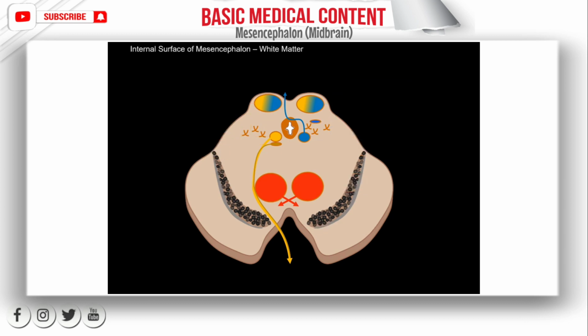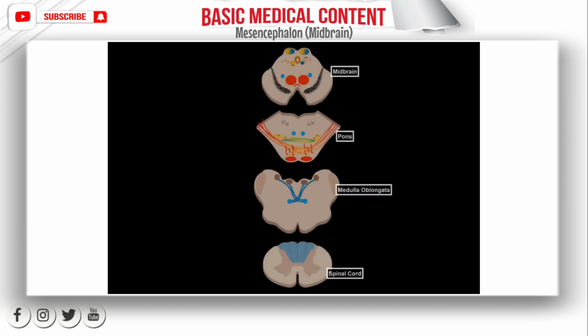White matter in the central nervous system is distributed as either ascending tracts, which are sensory tracts, or descending tracts, which are motor tracts. So we will do the ascending tracts first and then do the descending tracts. The first one is the medial lemniscus. The medial lemniscus is an ascending tract you will find throughout the whole brainstem.